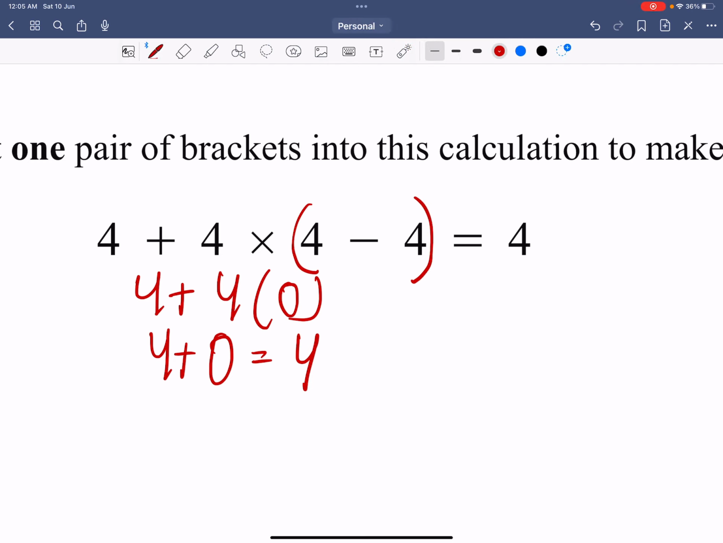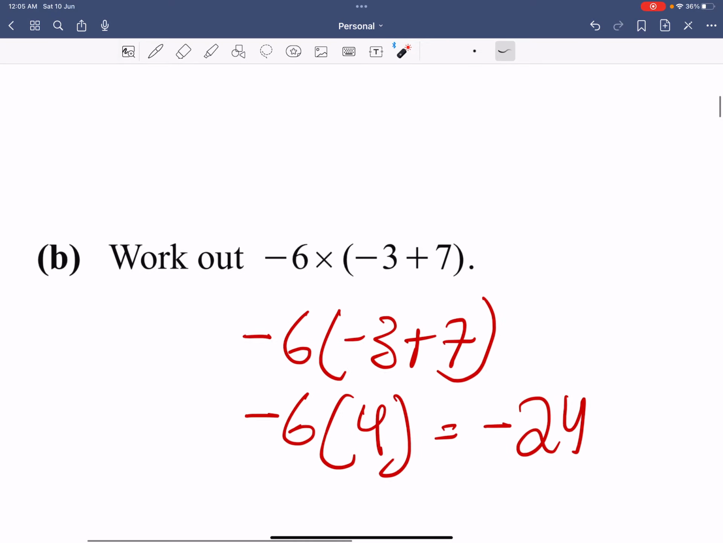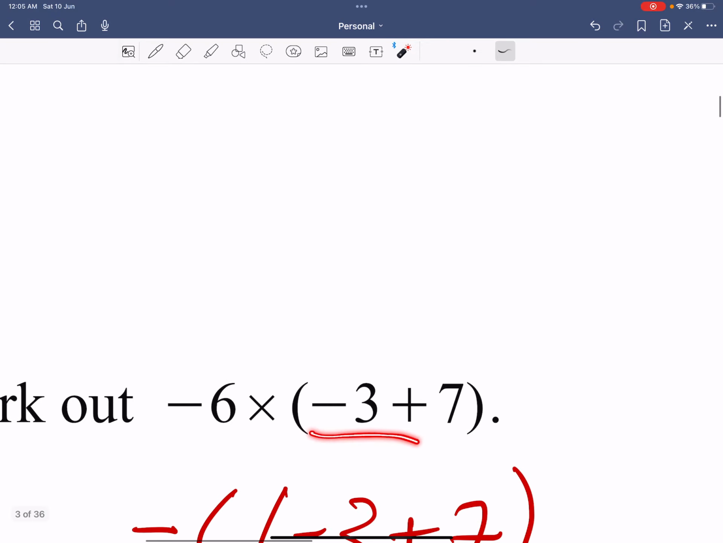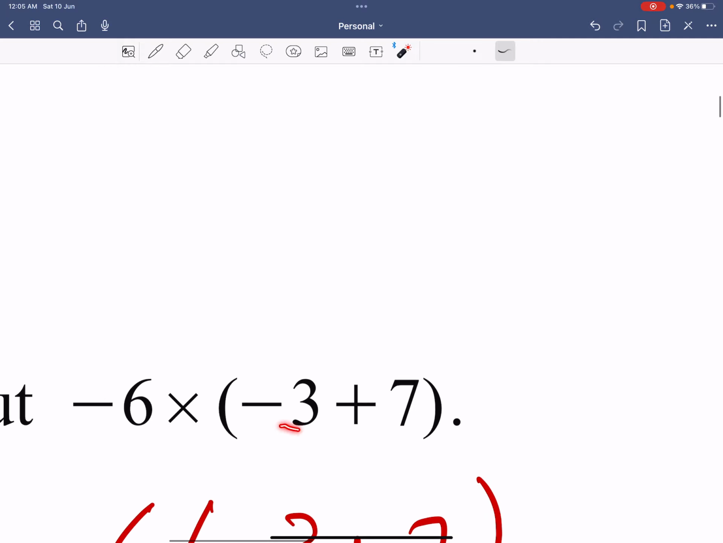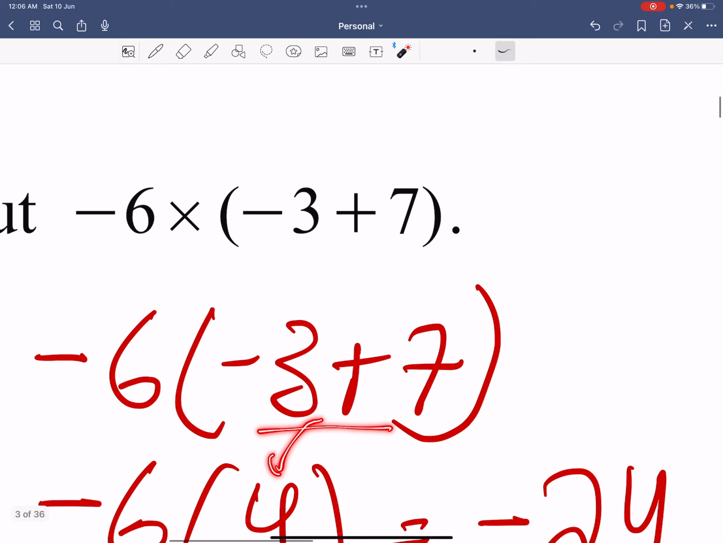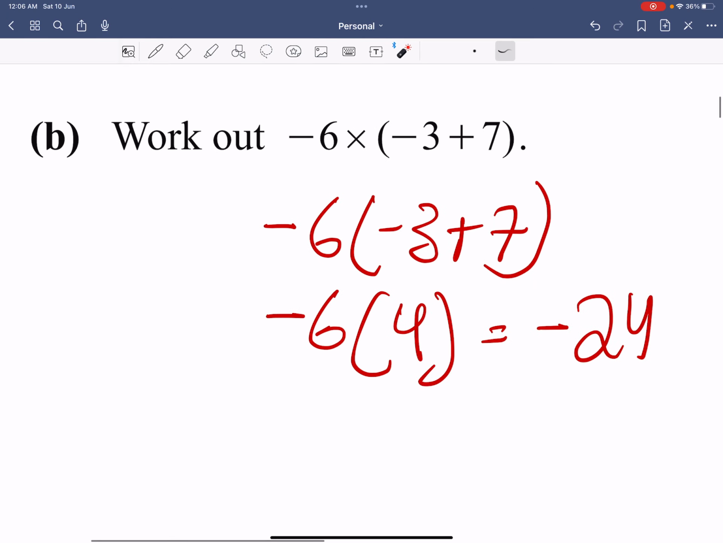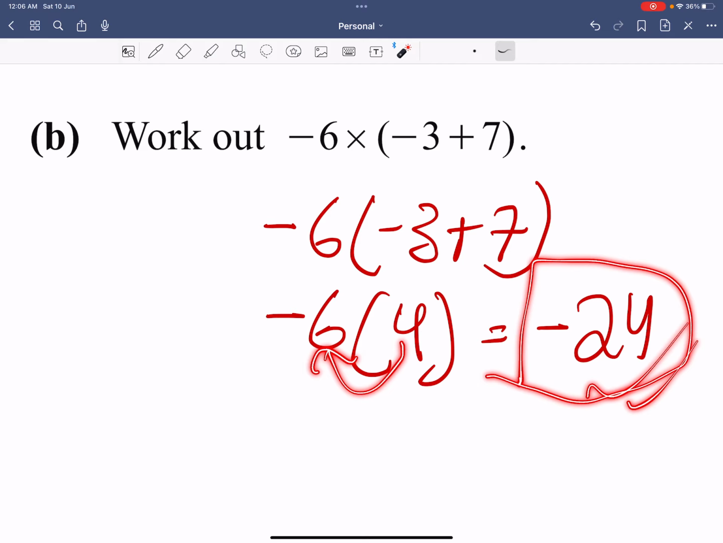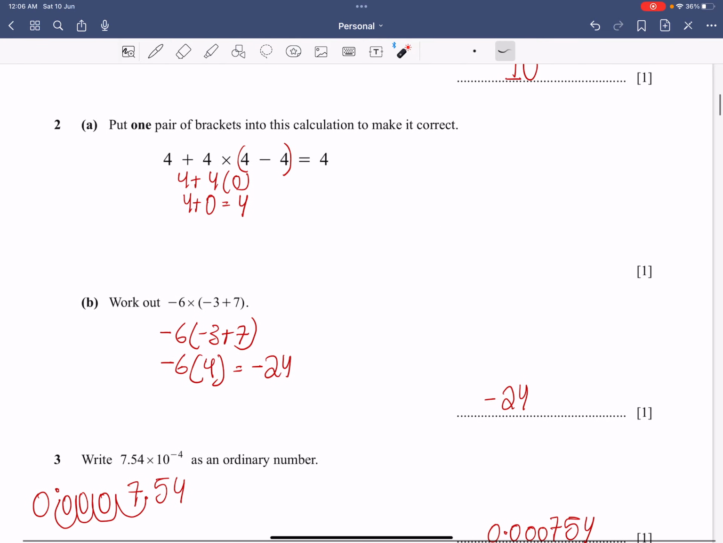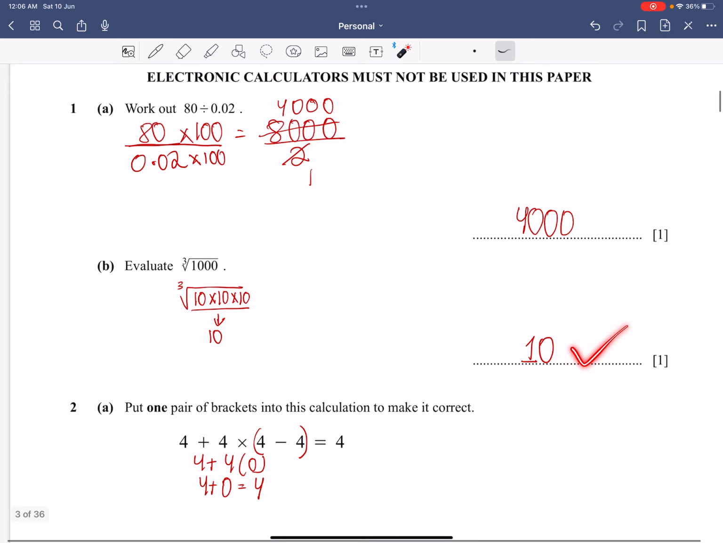Okay, now moving on to the next question. Work out minus 6 times minus 3 plus 7. So first what you need to do is solve what is inside of the bracket. So minus 3 plus 7, as you know, is 4, and then we'll multiply this 4 with minus 6, which will result in minus 24, which is our answer. Don't forget to write the answers in the answer space as I have done here.